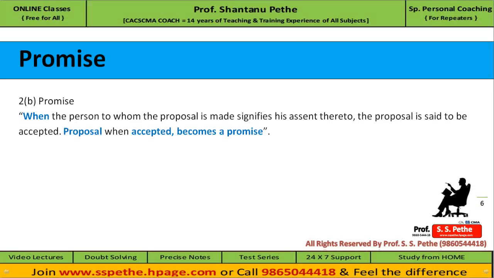Now let's see the definition of promise. You have heard promise so many times, but let's see the actual definition of the promise under the Contract Act. Section 2(b) says, when the person to whom the proposal is made signifies his assent thereto, the proposal is said to be accepted. Assent means when he says yes to it. So it is taken that the proposal has been accepted. And when the proposal is accepted, it becomes a promise.